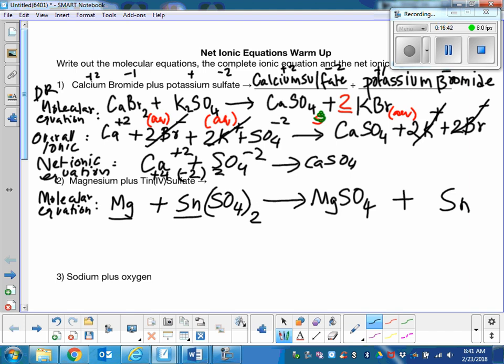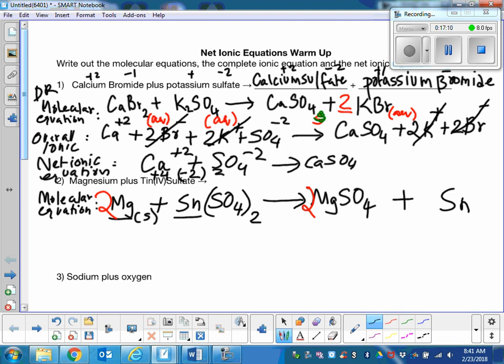Okay? Let's balance the equation. The sulfate has to be a 2 and the magnesium has to be a 2. The equation is now balanced. So the intent is to write a net ionic equation for this reaction. Is that right? What did we say? Magnesium is a metal. Is it a solid? Correct?